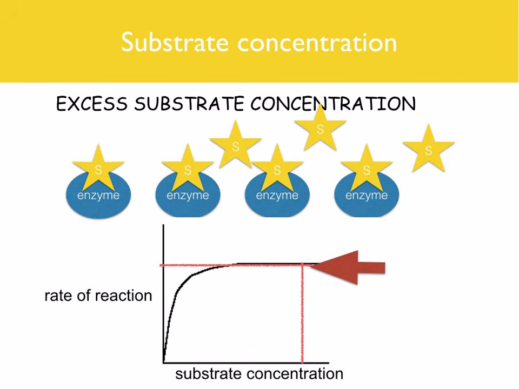So if you add excess substrate concentration, is this going to affect the rate? No. So the addition of further substrate molecules has no effect because all the active sites are already occupied at one time. So there's going to be no increase in the rate of the reaction. It's going to be where that red line is and where the arrow is pointing. So it's kind of reached a plateau. So even if you add more and more substrate concentration, the rate's not going to increase.